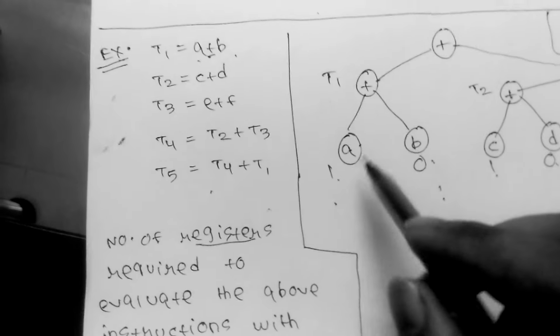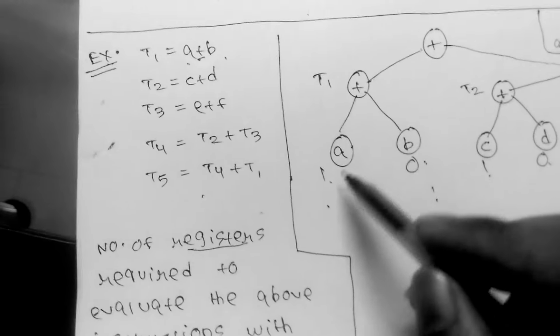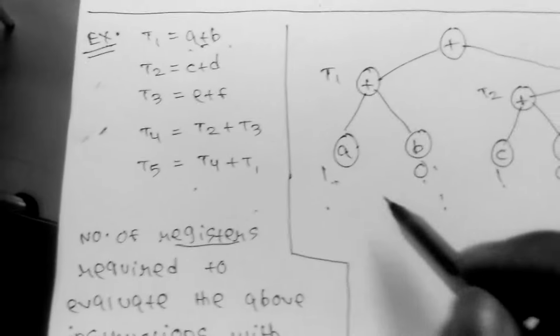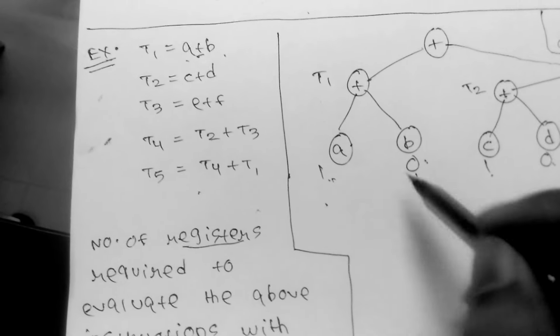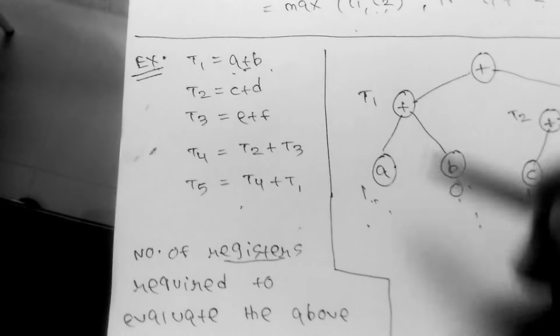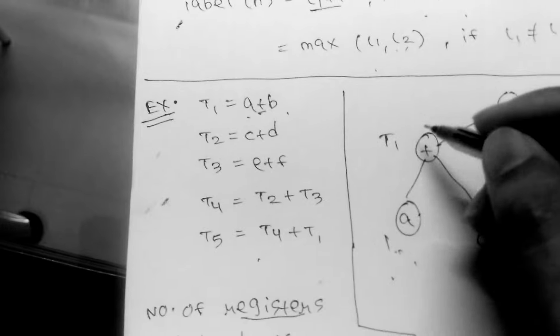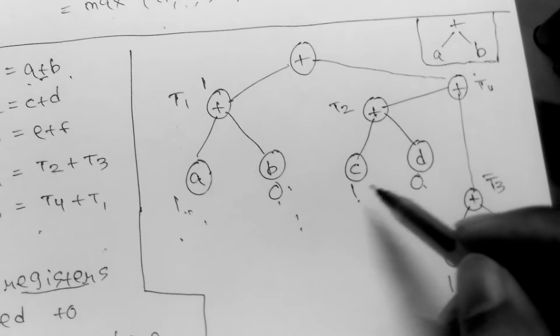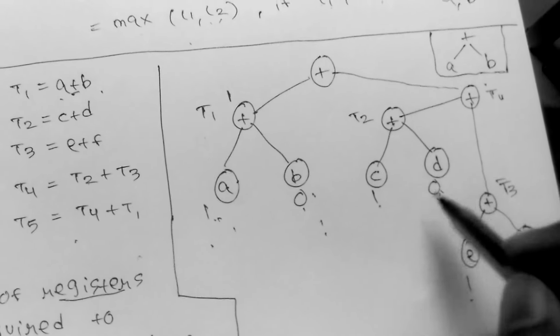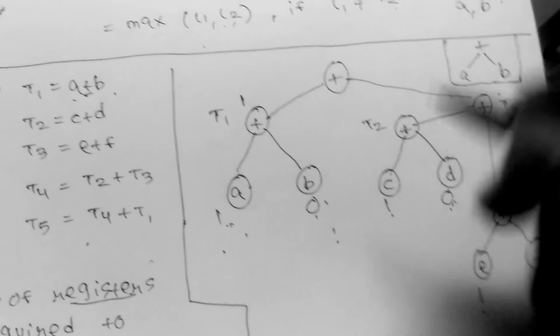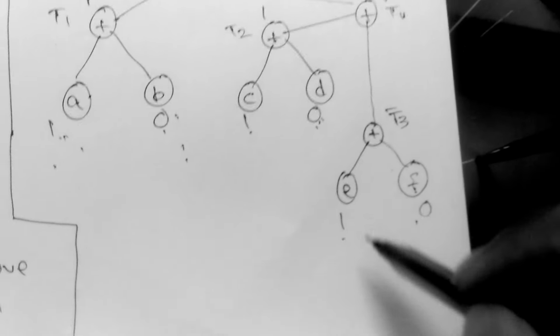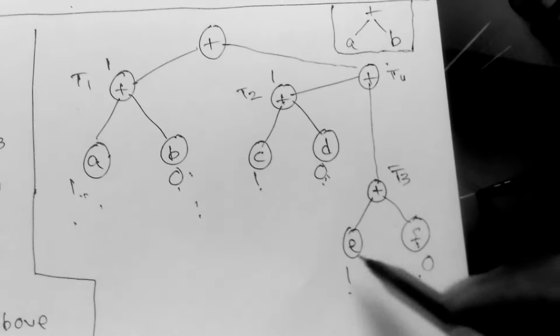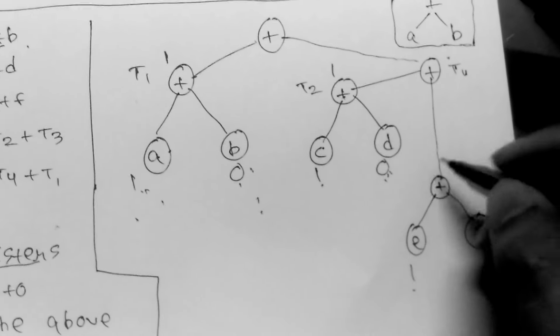Okay, so now we have two operands, with values 1 and 0. So we will consider the greatest among them. Among 1 and 0, which is greatest? 1. So we will assign 1 to it. So the value of T1 is 1. Now similarly in this case, among 1 and 0, these are not equal, and which is greatest? 1. So the value of T2 will be 1. Among A and F, which is greatest? 1 and 0. So the greatest is 1. So the value of T3 is 1.